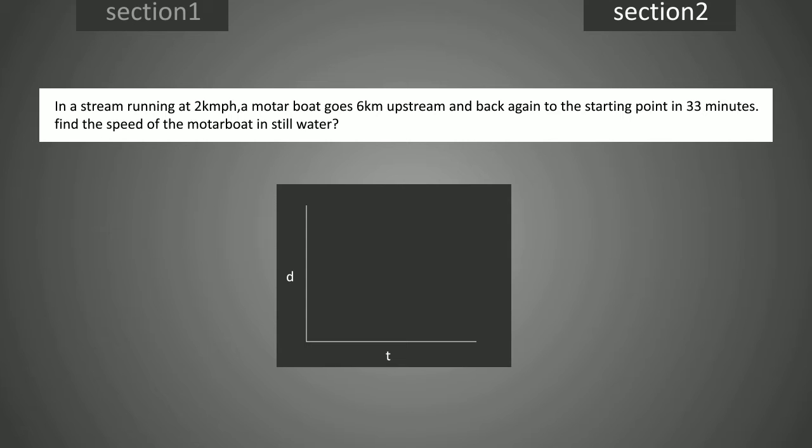Step 1. Laying out the picture. We know the stream velocity, and we know the distance and the time taken by the journey. Now with all of this, we've got to find the speed of the boat in still water, and let's say it's x kilometers per hour. Then the downstream and upstream velocities will be x plus 2 and x minus 2.